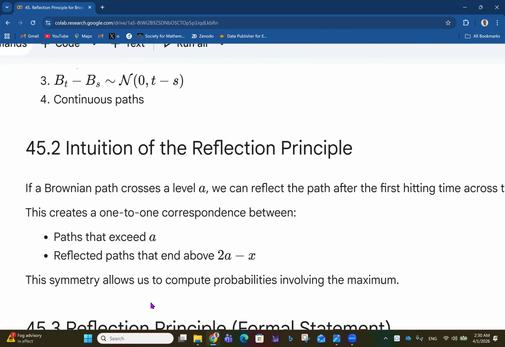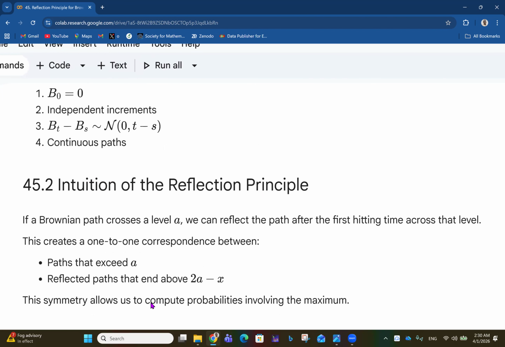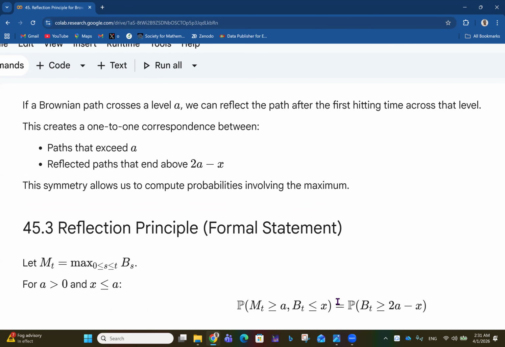So the intuition of the reflection principle is as follows. If a Brownian path crosses a level a, we can reflect the path after the first hitting time across the level. Then this creates a one-to-one correspondence between paths that exceed a and reflected paths that end above 2a minus x. This symmetry allows us to compute probabilities involving the maximum. So that's the idea of the reflection principle for Brownian motion.